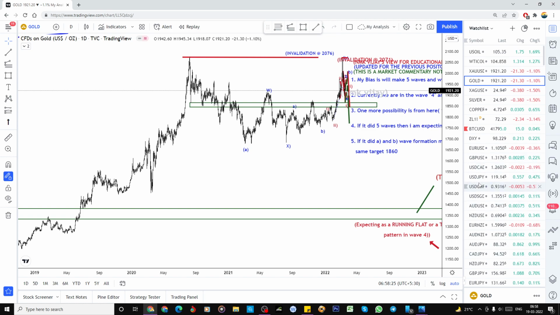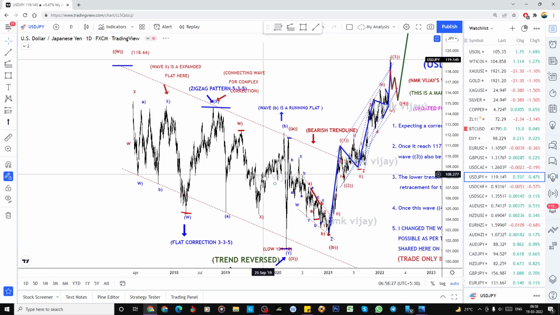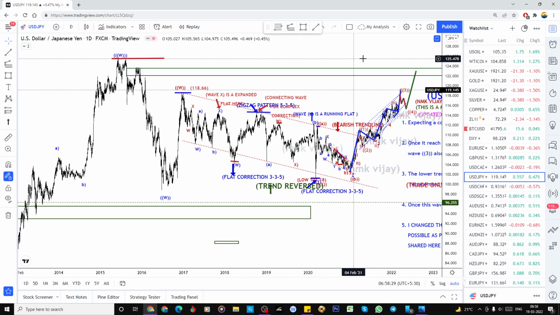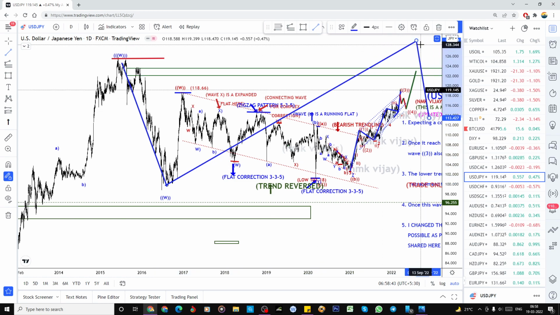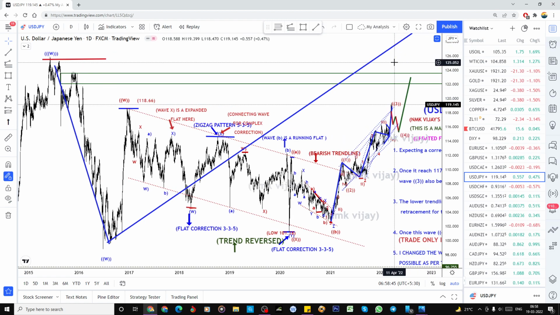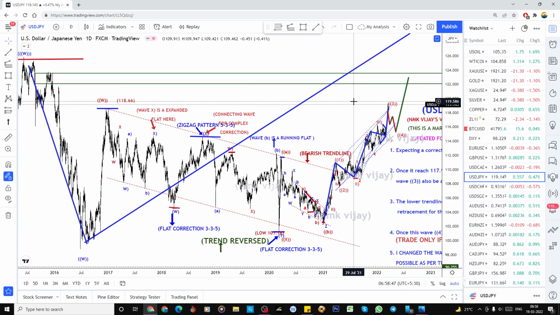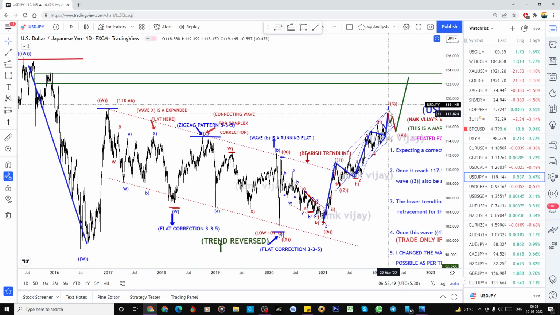So if you are looking at UJ, there are a lot of chances to break above 122 and 125 also. Or if it is in an irregular flat pattern, this could be the A, this could be the B, and it can break above the high, and one more C also it can do. But we need to see what kind of structure it is. It won't go immediately to this zone, but if it did, again we need to watch.